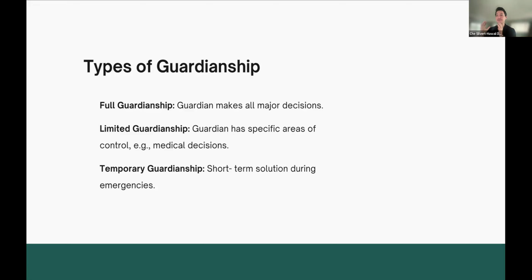So don't think of temporary guardianship as a tool to get around the process, which has been done in the past. It just won't work because it only lasts a short amount of time.